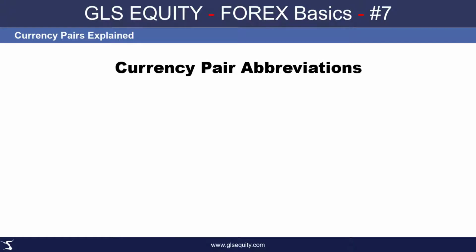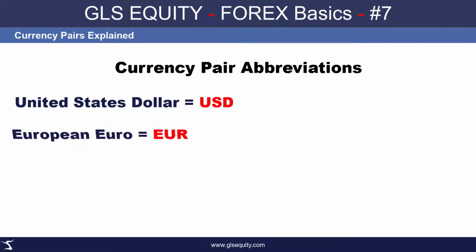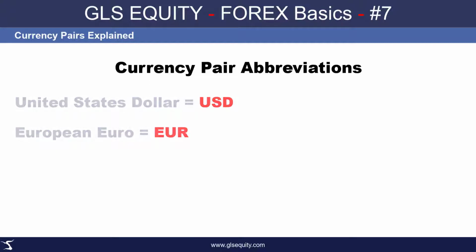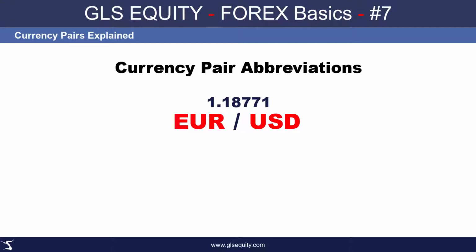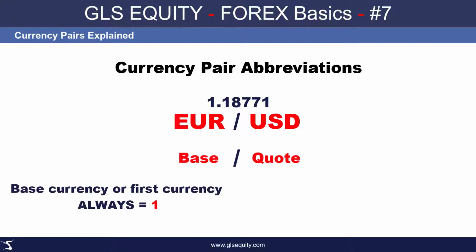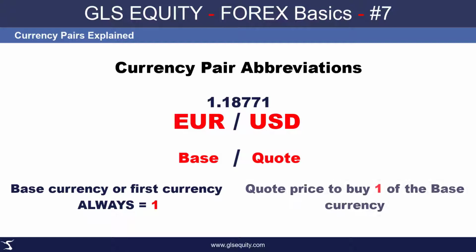Each currency pair has its own three-letter abbreviation. The United States dollar is USD, the euro is EUR. To understand how these pairs work, let's take a closer look at the EUR-USD pair, which has a current exchange rate of 1.18771. When looking at a quote for any pair, they're referred to like this: base currency, quote currency. The base currency is always 1. So how much of the quote currency is it going to cost me to buy one of the base currency? In this case, it will cost me 1.18771, or $1.19 rounded US dollars, to buy 1 euro.